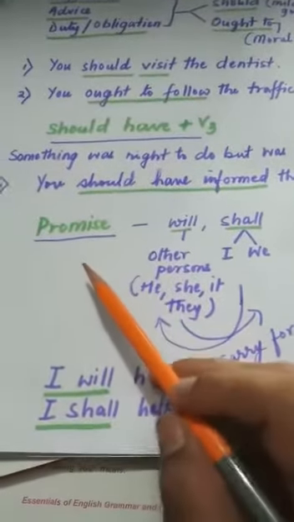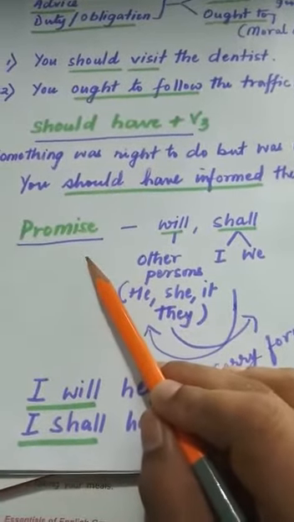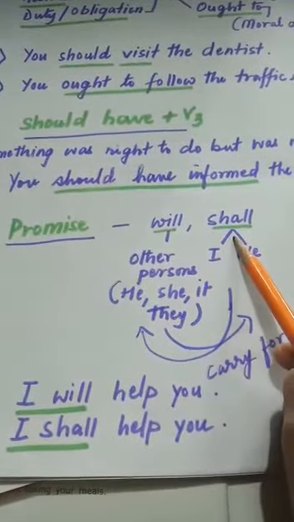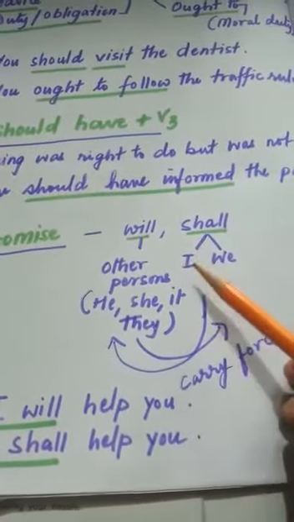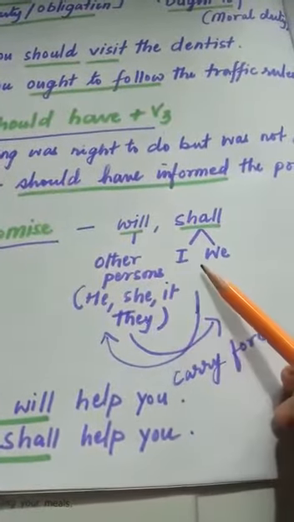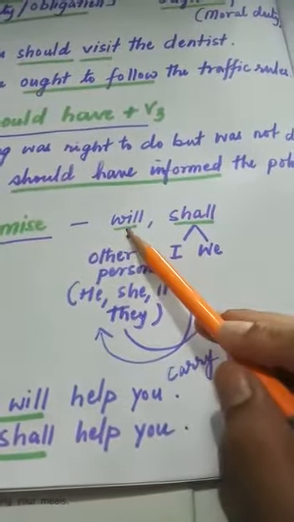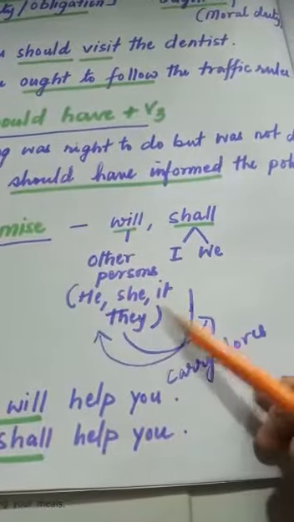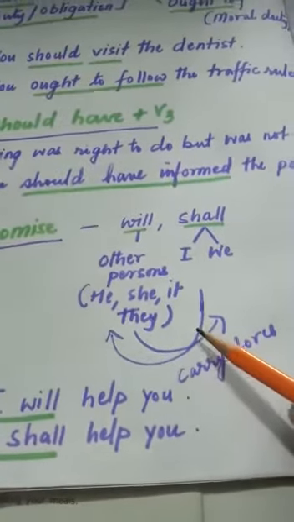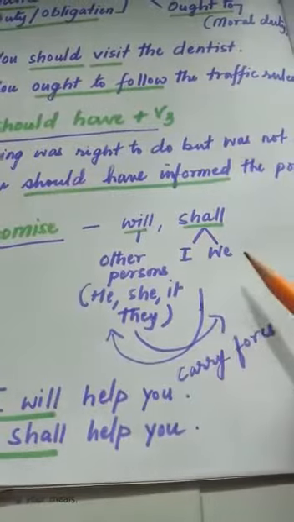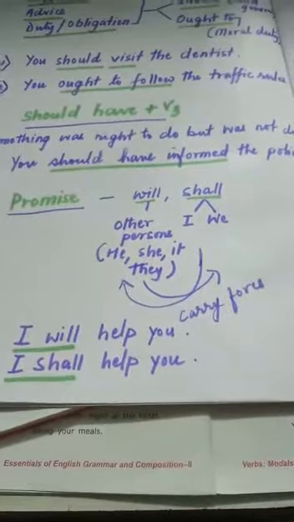The next point a modal expresses is promise. And the modals to express promise are will and shall. But you must be very careful with which subject to use will or shall. Shall can be used with I and we, whereas will can be used with other persons like he, she, it, they. But if you ever interchange it, and you write will with I and we and shall with they, etc., that means the force of the promise is stronger.